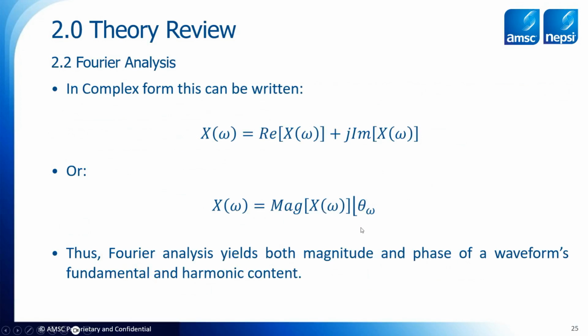This is really important to realize because Fourier analysis will yield both magnitude and phase of a waveform's fundamental and harmonic content. For every frequency that we analyze out of a waveform, whatever that waveform is, we're going to be able to pull out not only the coefficient or the magnitude, but we're also going to be able to extract the phase of it by using the Fourier transform.